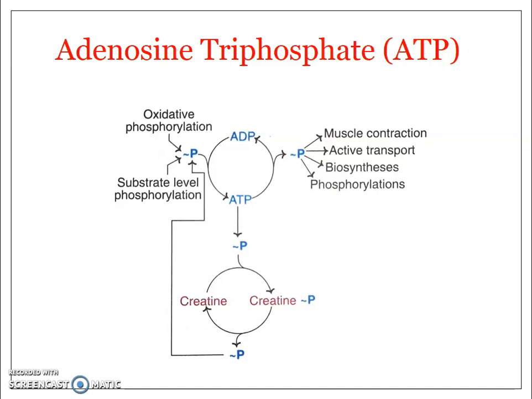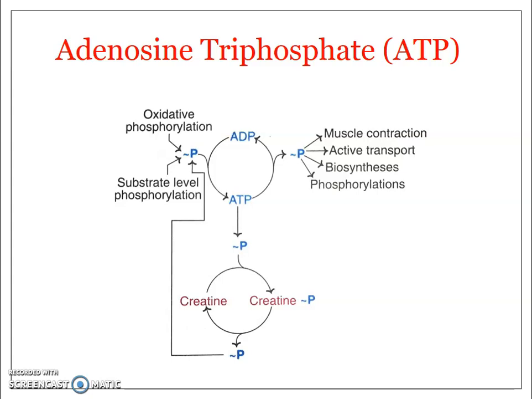Active transport involves the transport of substances against the concentration gradient, that is, from a low concentration area to a high concentration area. If the substances have to be pushed against the concentration gradient, that requires energy, and that is actually done with the help of ATP.